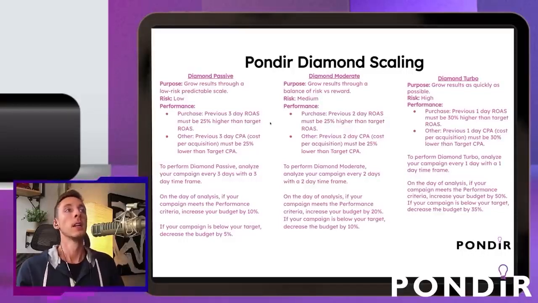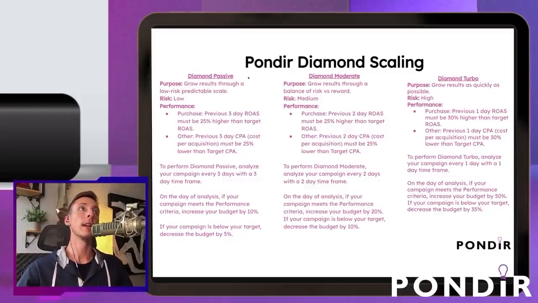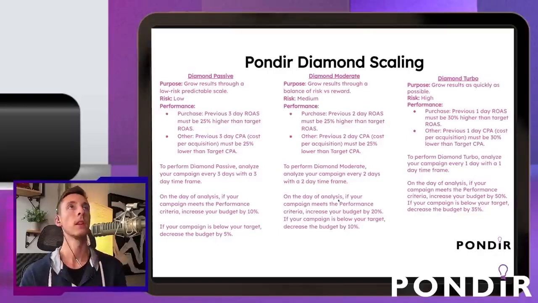Really the only difference between passive and moderate and turbo is the increases. Moderate is going to have a 20% increase, 10% decrease. Turbo has a 50% increase, 35% decrease. And you're also looking at 2 days of data here and 1 day of data here. Turbo is what we used, as you saw in that screenshot at the start of this lesson, to go from $10,000, $15,000 a day to $75,000 a day. We use turbo to scale like that.